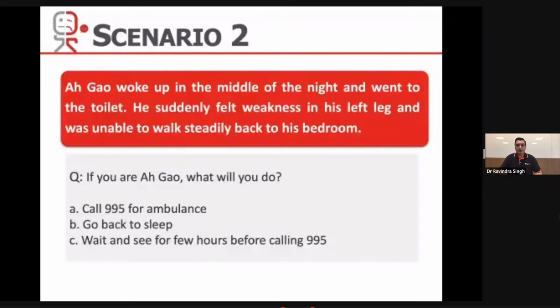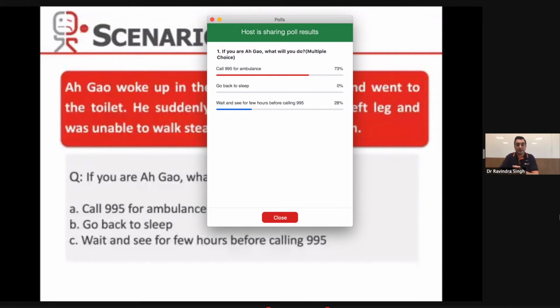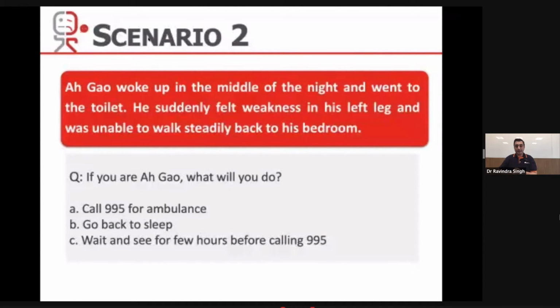Okay, so 73% actually chose call 995, which is the correct answer. But I think around 28% also say wait and see for a few hours before calling 995. So according to me, when you have clear-cut signs of weakness or unsteady gait, there is no need to wait. Just call 995 for an ambulance. Okay, now we'll show the importance of 995 and what the stroke system in Singapore is.